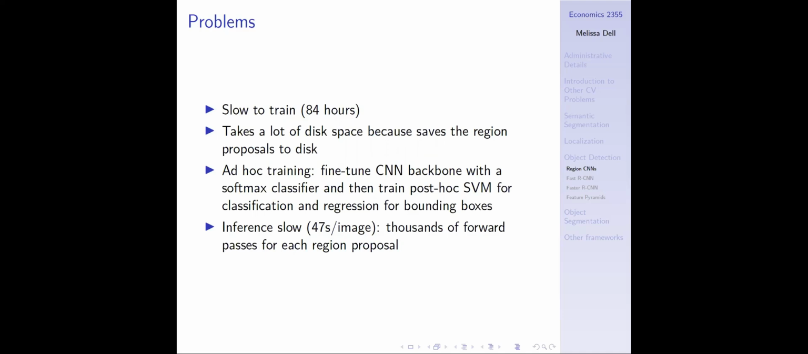Inference is when you've pre-trained a model and you want to compute it on new data, like at test time or when you're scaling up. It took 47 seconds per image because you have to make thousands, like 2,000, forward passes for each of these images, because you have multiple object proposals. That's going to be a really big problem if you want to process 10 million images and you have a limited cloud compute budget and need to get it done in a reasonable amount of time. It's actually really slow. You can never use this for real-time things either.